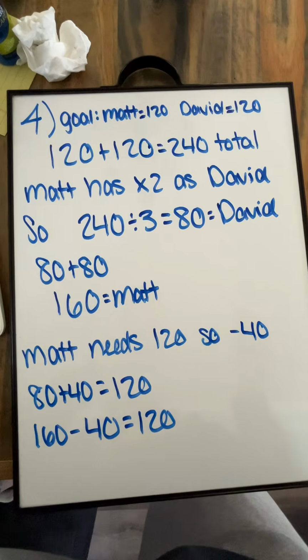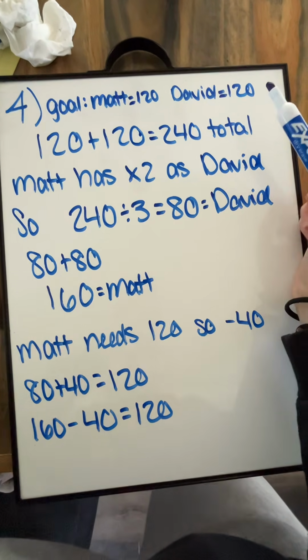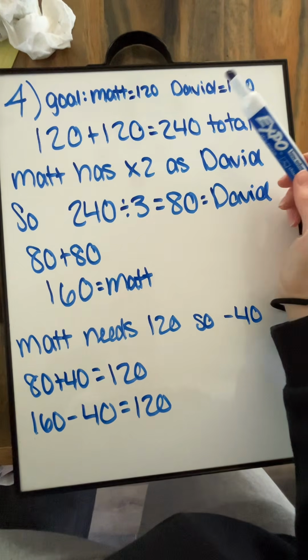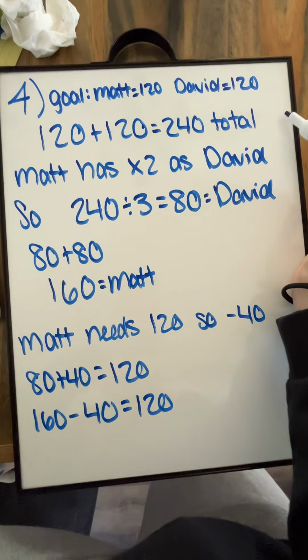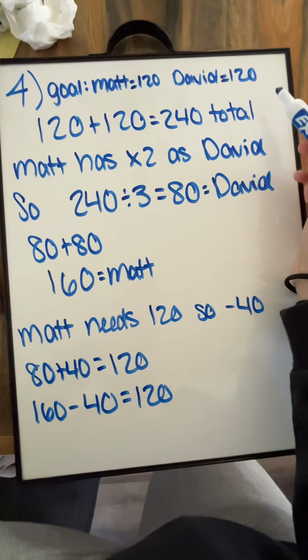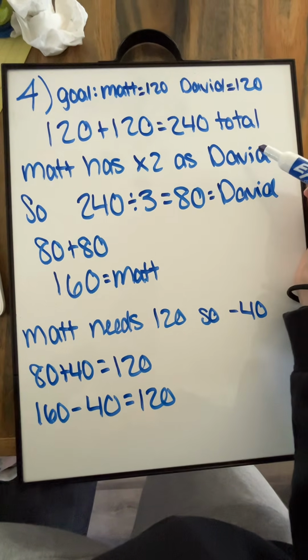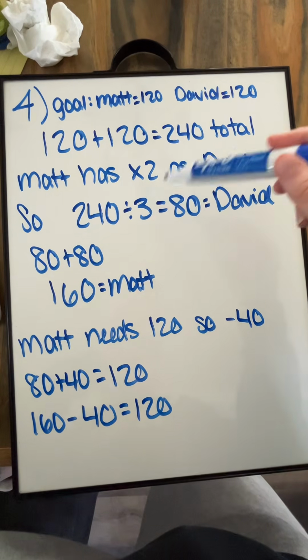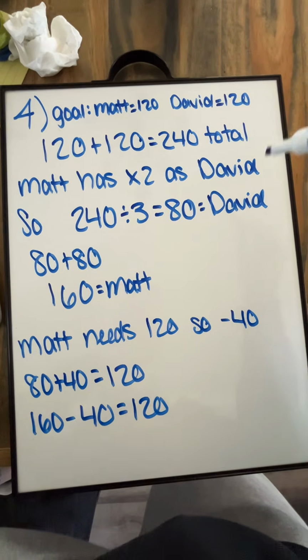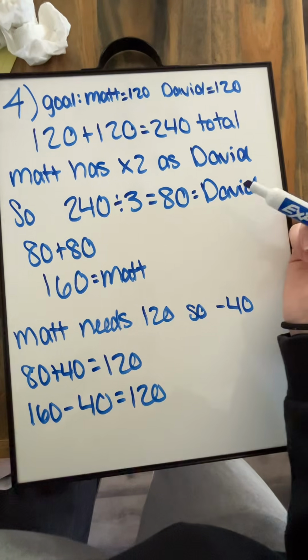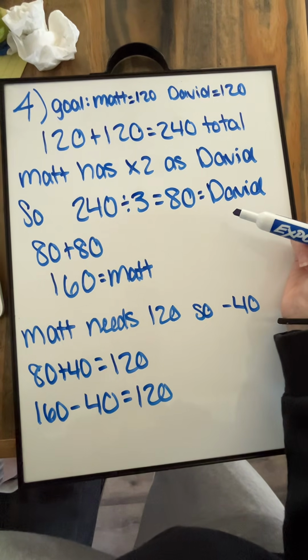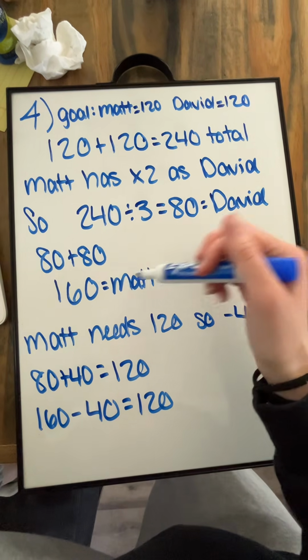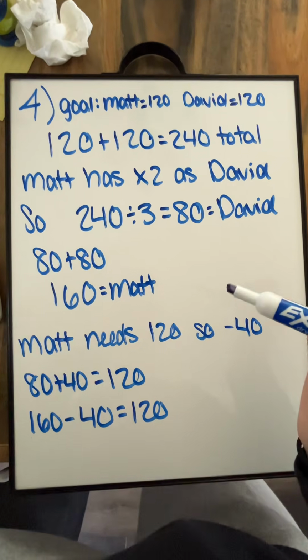So for number 4, the goal is for Matt and David to both have 120. So I added 120 and 120 to get 240, and that would be the total. Matt has 2 times the amount as David, so Matt has 2 parts and David has 1 part. So I did 240 divided by 3 to get 80, and that would be David. Matt has 2 times the amount as David, so I did 80 plus 80, and I got 160. So then that was Matt.